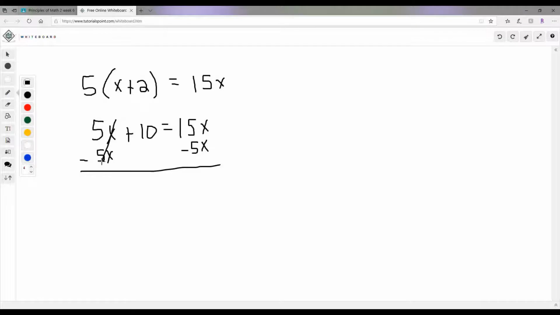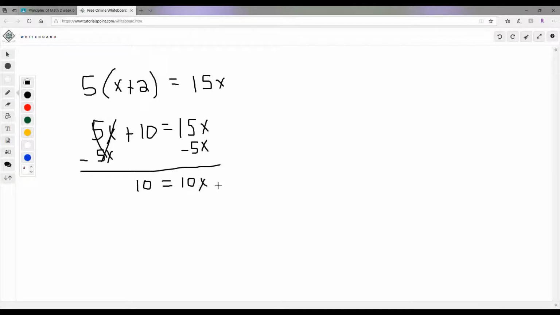Okay, this cancels each other out because that's a positive 5x and a negative 5x. This just undoes it. It's gone. So we're left with a positive 10, which we don't need the plus sign because remember, it's just understood to be plus or positive. So bring our 10. So 10 equals, and then we can actually solve this because these are like terms. You can only solve them when they're like terms. So 15 minus 5 gives us 10x.